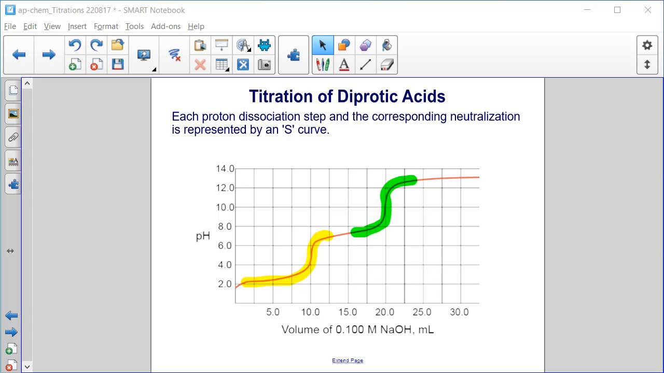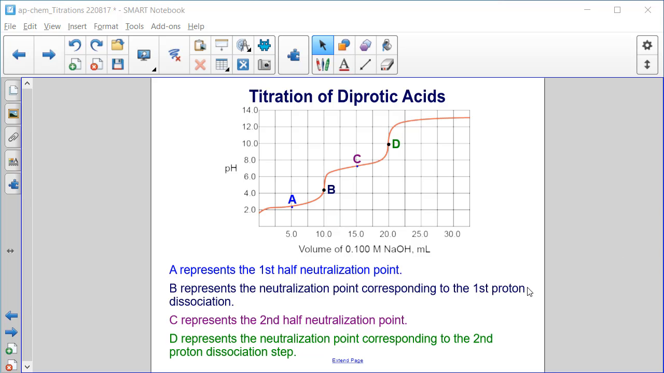Titration of diprotic acids. So a diprotic acid has 2 protons that can dissociate, right? And each proton dissociation step and the corresponding neutralization is represented by what we call an S-curve. So this is early in the neutralization, at the equivalence point, and after for each neutralization of each proton. Here are some important points on this curve.